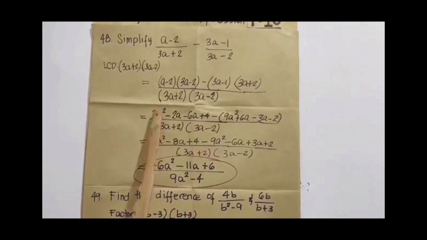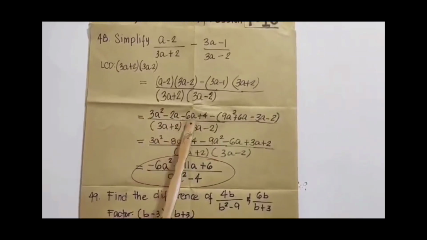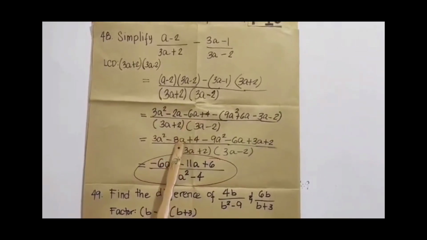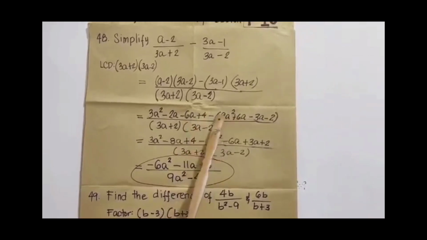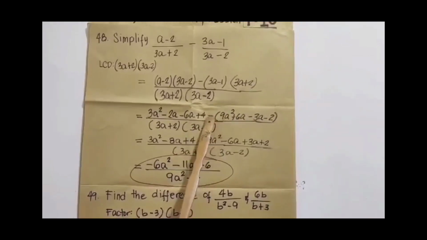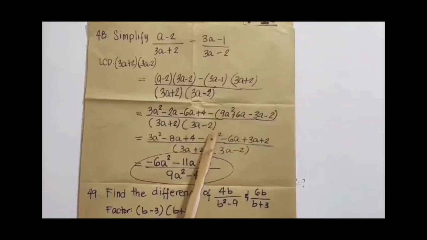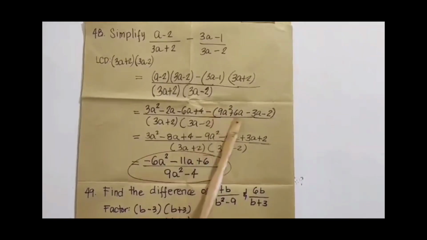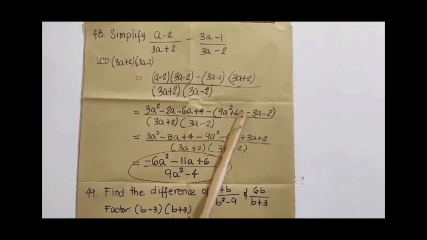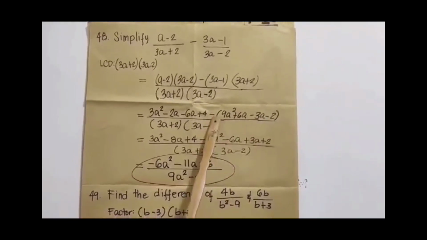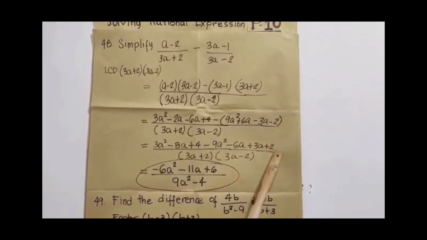So 3a squared, negative 2a plus negative 6 equals negative 8a. Then copy 4, then multiply this. Negative times positive 9a squared equals negative 9a squared. Negative times positive 3 equals negative 6a. And negative times negative 3 equals positive 3a. And negative times negative 3 equals positive 2.